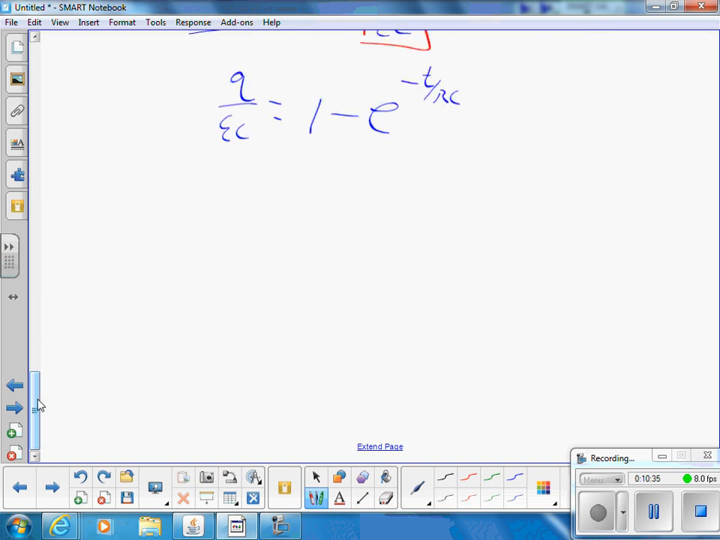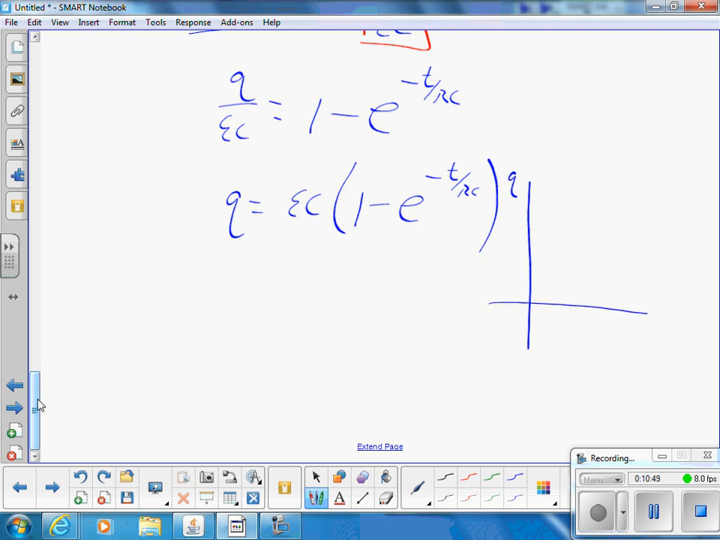And finally, I just multiply both sides by EC, giving Q equals EC times 1 minus e to the negative t over RC. And there is my charge as a function of time. It makes me happy, and I know that it yields a graph of Q as a function of time that is going to look like this. It's going to be asymptotic to this value, and that value is EC, which is the amount of charge on the fully charged capacitor. So I am done.